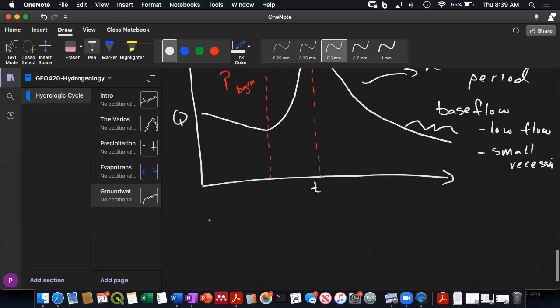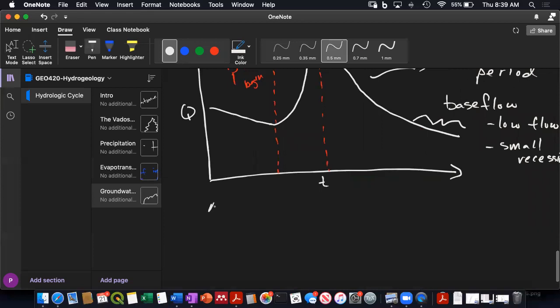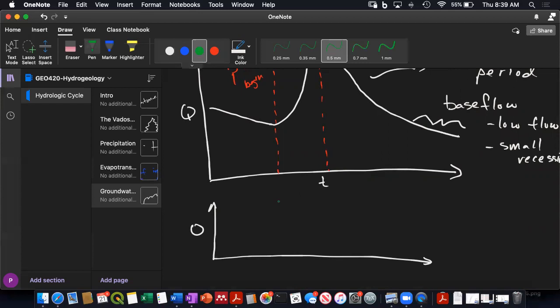So if we were to separate this hydrograph conceptually, we might come down and do this. Here I'm going to use overland flow. Overland flow at long times after precipitation is 0. All right, so it's 0. I'll use green for overland flow. It's 0, it's 0, it's 0, it's 0.